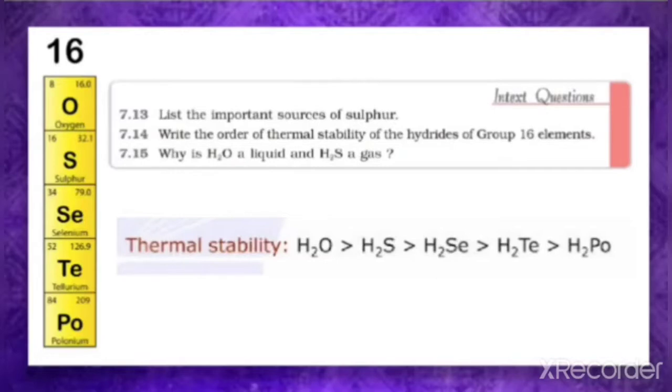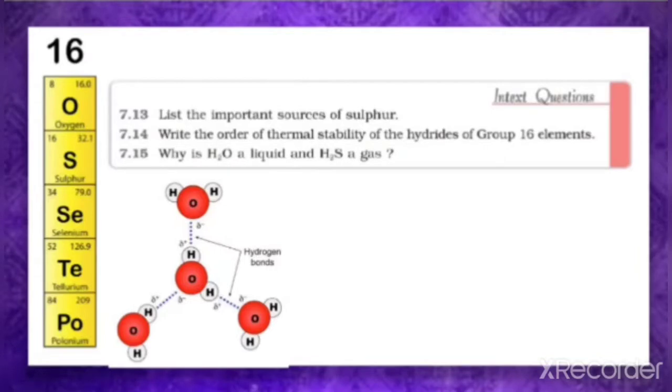Next question: why is H2O a liquid and H2S a gas? Both are hydrides of group 16, that is, oxygen and sulfur are both members of group 16, but still one is liquid and the other is a gas. So what is the reason for this? That is the intermolecular hydrogen bonding which is present between the water molecules. Since oxygen is more electronegative, it can form hydrogen bonds, but sulfur does not form hydrogen bonds, so definitely the particles in water will be closer, therefore it is liquid in nature.